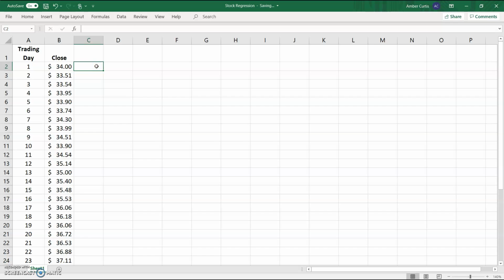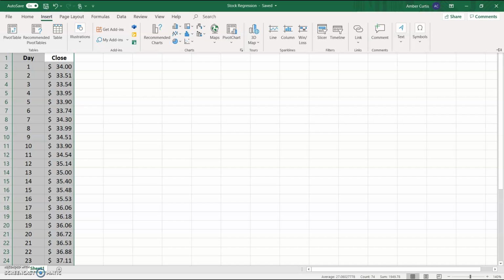Now, what we would like to do is create a regression equation of this closing price data over this 36-day time period. So we're going to start by highlighting both the trading day column and our closing prices column. We're going to go to Insert, Charts. We're going to choose our scatter plot option.